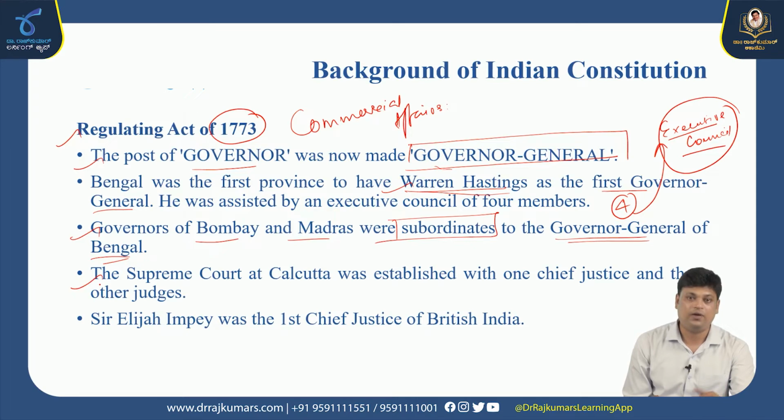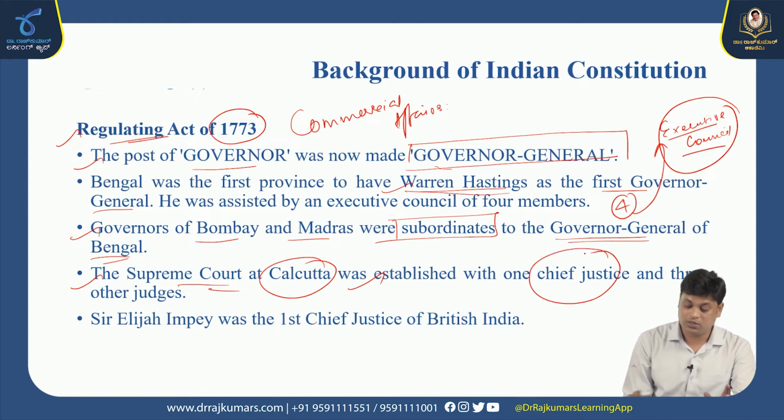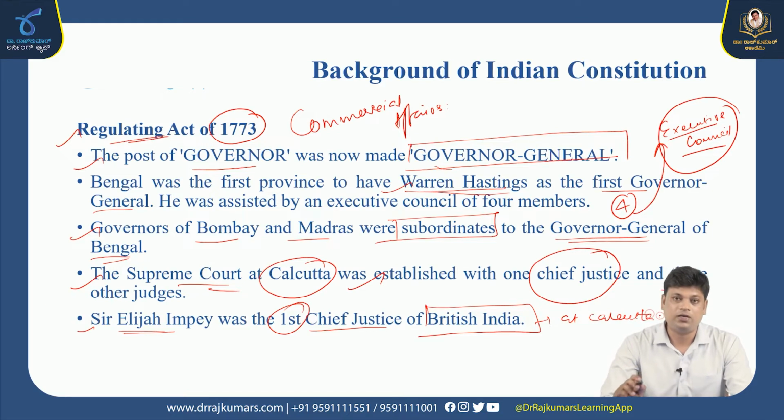In case it happens, the British wanted to come up with a court. So the first ever Supreme Court at Calcutta was established under the Regulating Act of 1773, which contained one Chief Justice and 3 other judges to take up the cases of all the British subjects in India. Sir Elijah Impey was the first Chief Justice of British India at Calcutta. All these provisions we need to understand, and we must remember them under the Regulating Act of 1773.